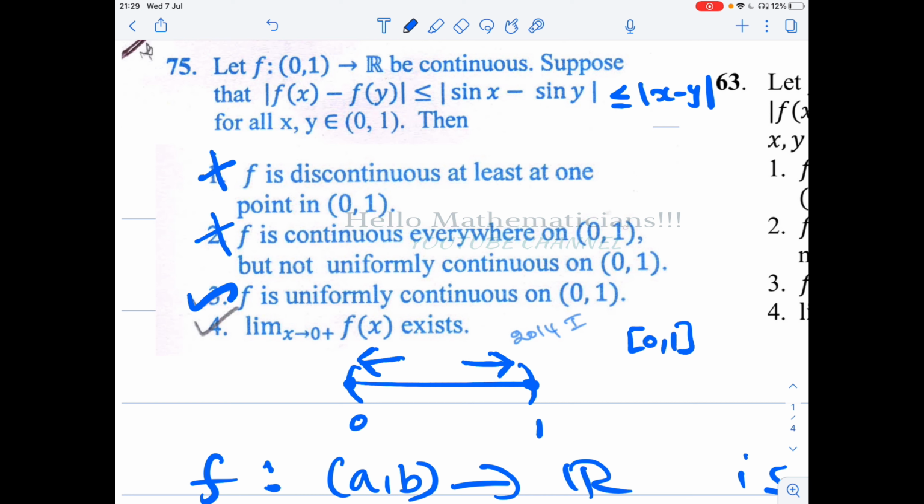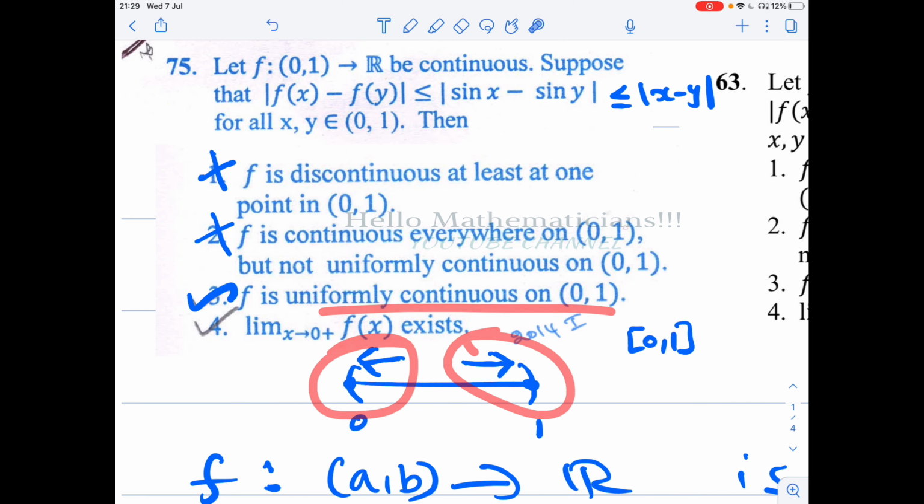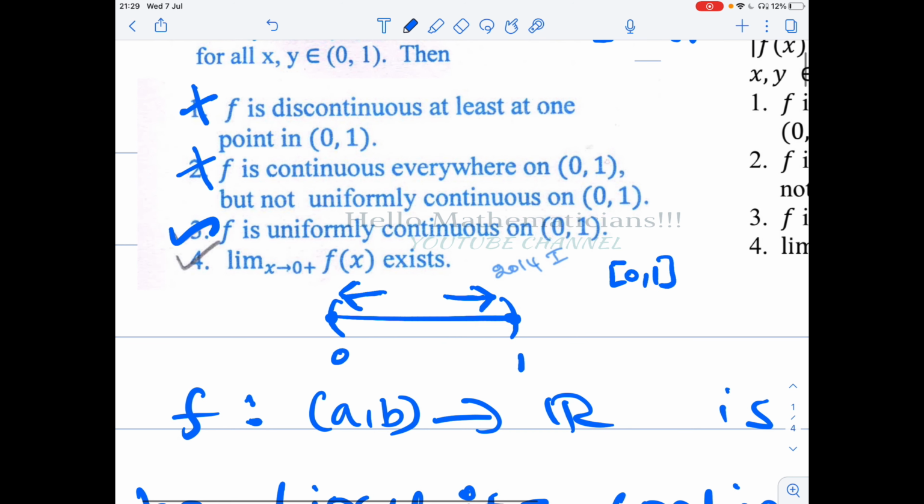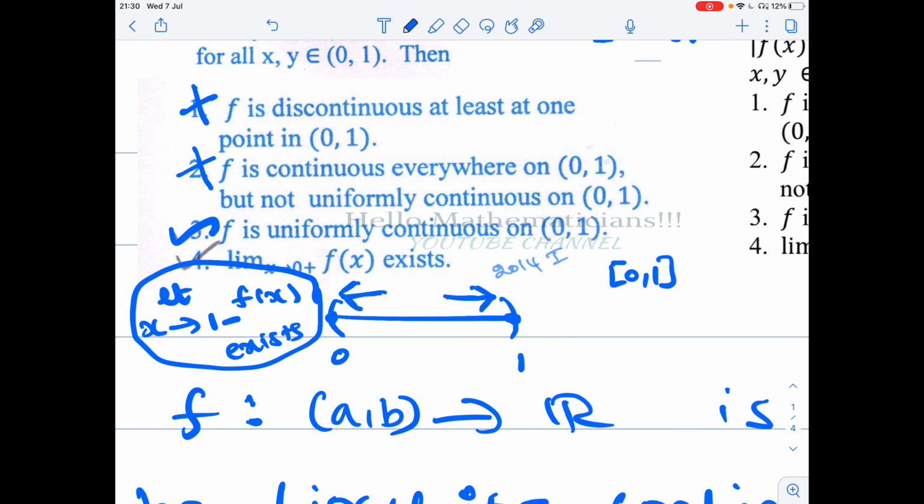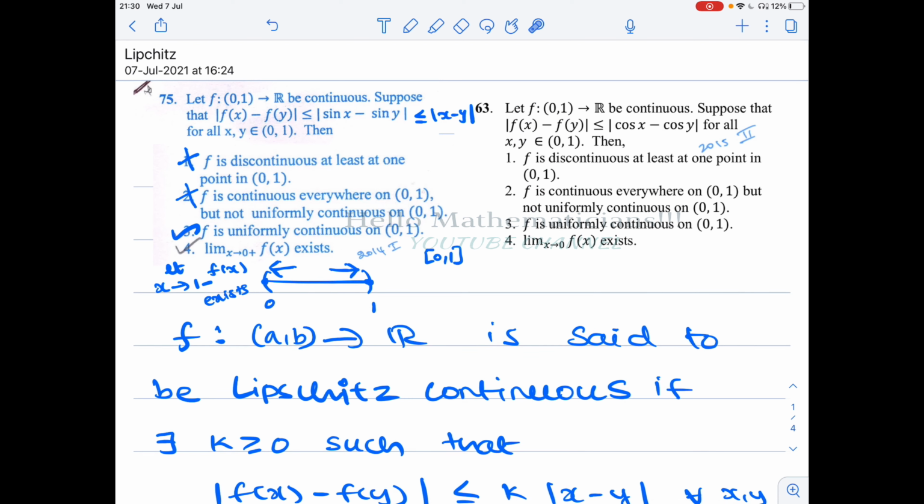At the endpoints of the interval, at the left endpoint you can find only the right limit, and at the right endpoint you can find only the left limit. So if it is uniformly continuous, then both exist. Not just the limit as x goes to 0 plus of f of x, but even the limit as x goes to 1 minus of f of x also exists. Keep that in mind, since f is uniformly continuous. I hope you understand something new in this problem.